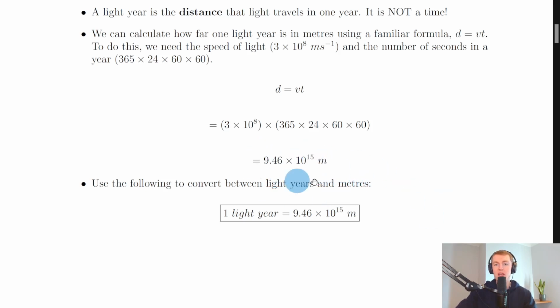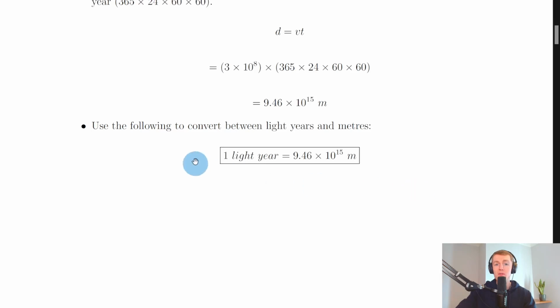And this gives us a very important result, and we can use the following to convert between light years and meters. So we have that 1 light year is equal to 9.46 times 10 to the 15 meters. So that means if you're given a distance in light years and you want to convert it into meters, you would multiply your distance in light years by 9.46 times 10 to the 15, and that should give you your distance in meters. However, if you're given a distance in meters and you want to convert it into light years, then you want to get a much smaller number, so you're going to divide it this time by this same number, 9.46 times 10 to the 15.